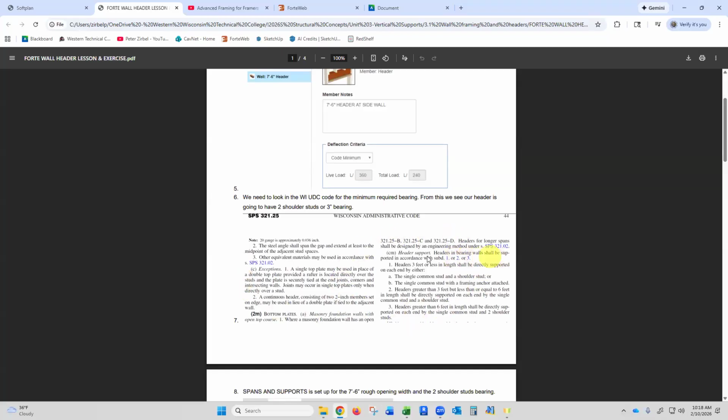Headers and bearing walls should be supported in accordance with subdivision 1, 2, or 3. Headers 3 feet or less shall be directly supported. Well, we're not 3 feet or less. Headers greater than 3 feet, but less than or equal to 6 feet shall be directly supported each end by a single common stud and a shoulder stud. We're longer than 6 feet because our window is 7'6" long.